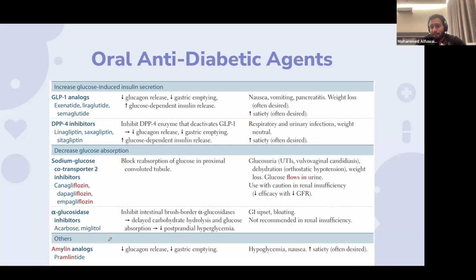Now, these GLP-1s can be inhibited by something called DPP-4. This DPP-4 will inhibit GLP. This is normal physiology. So what we can do is give either GLP analogs or DPP-4 inhibitors. So GLP-1 analogs, okay? These drugs will increase the glucose-induced insulin secretion.